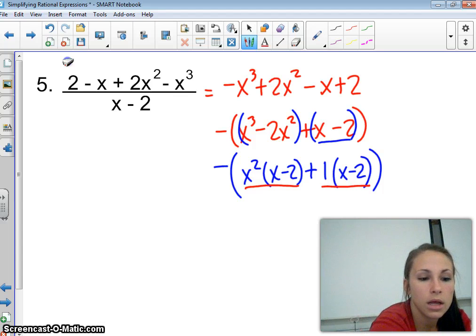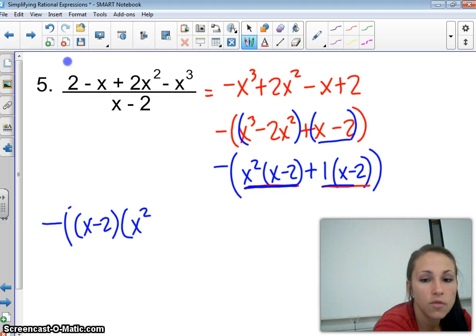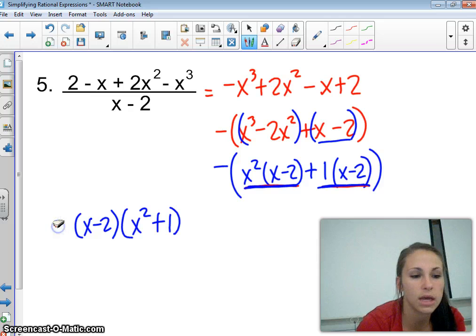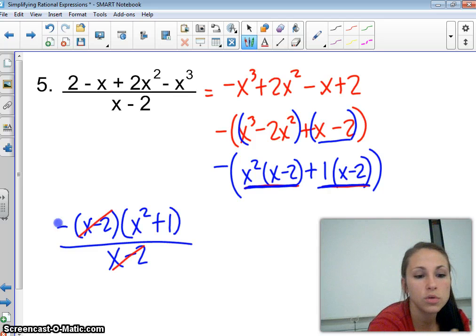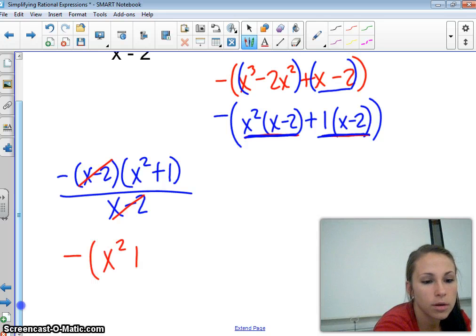So I'm going to go ahead and come over here and write this. This is going to be negative. And then I'll factor out my x minus 2. And then from the first term, I'm going to be left with an x squared. From the second term, I'll be left with a plus 1. And so there's my factored form. And I'm going to go ahead and erase these extra parentheses and just stick my negative out front. And then that's all over x minus 2. And so now I can cancel. And then my final answer should be a negative x squared plus 1.